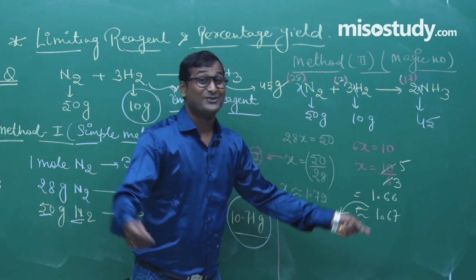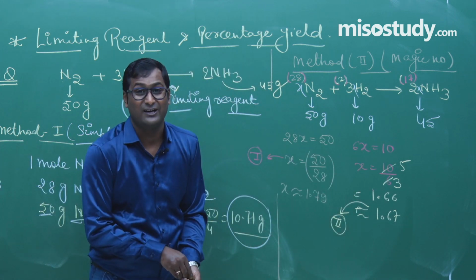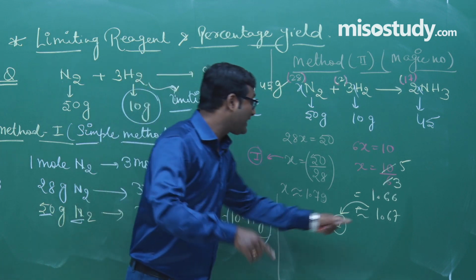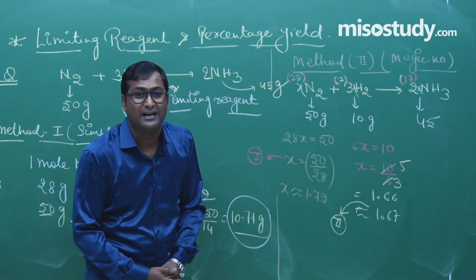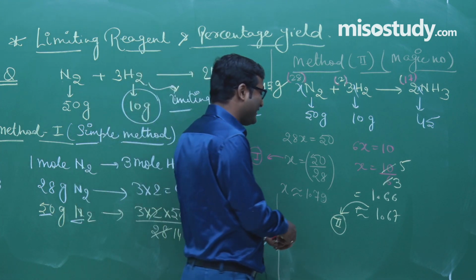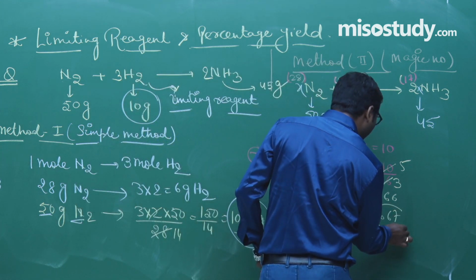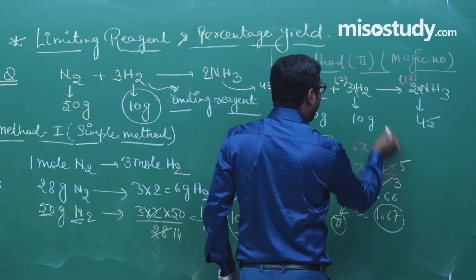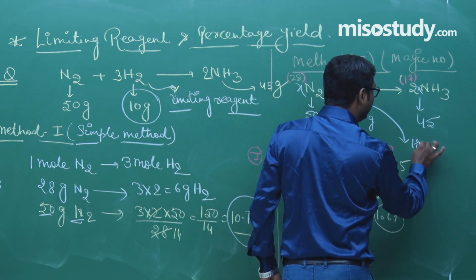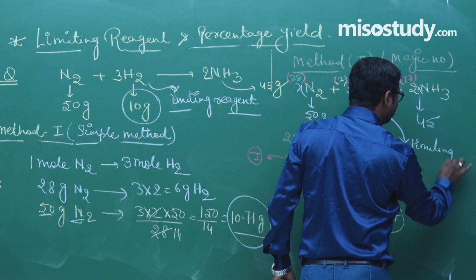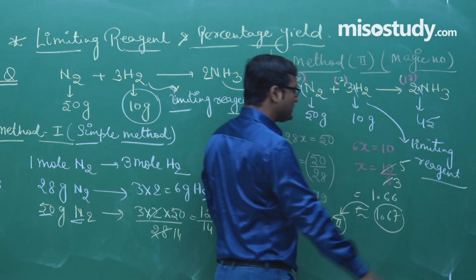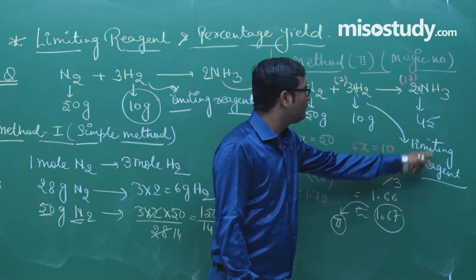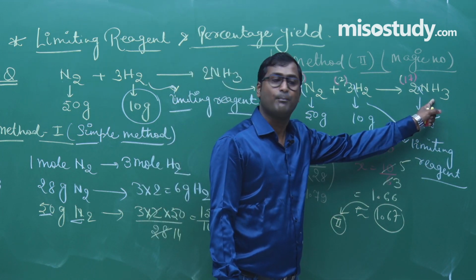Sir, this one. So what is the answer, my friend? If the magic number is less, then that particular reactant is treated as the limiting reagent. So it's so simple. We can say that H2 is the limiting reagent. This is another method to solve this question. If H2 is the limiting reagent, it will decide the quantity of the product.